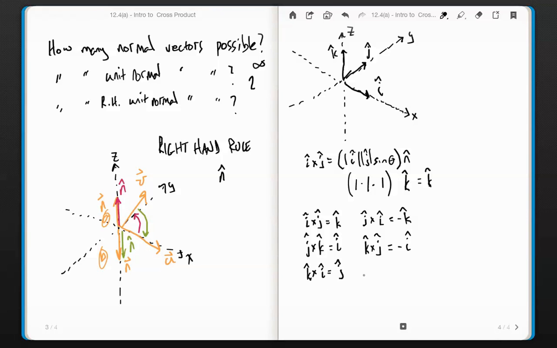And then we can assume that if we mix the order here, i cross k, that it'll probably equal negative j. Let's check that to be sure. I cross k, here's i, k, our right fingers go like this, and sure enough, our right thumb points back this way, and that'll be negative j. All right, that checks out.